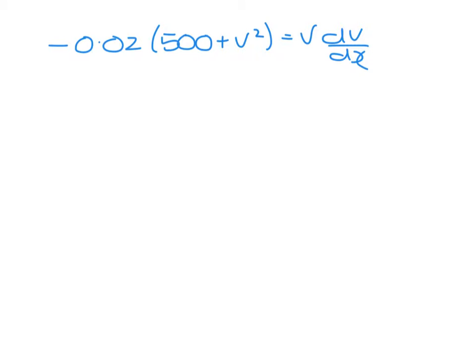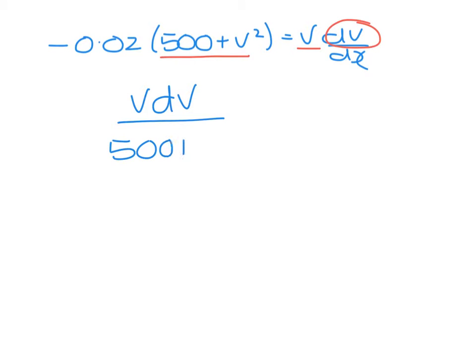Remember that you can try part 2 even if you haven't completed part 1 correctly, and this time we want to split the variables. So we have a v, v and v, and if I bring those together, I'm going to have v dv divided by 500 plus v squared, and that's going to equal minus 0.02 dx.